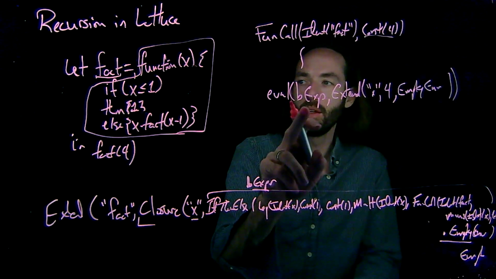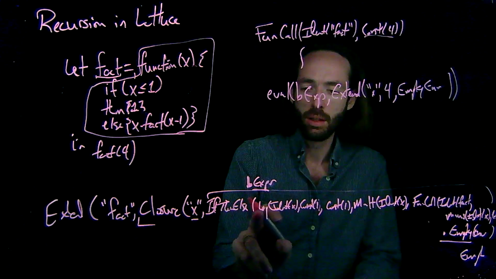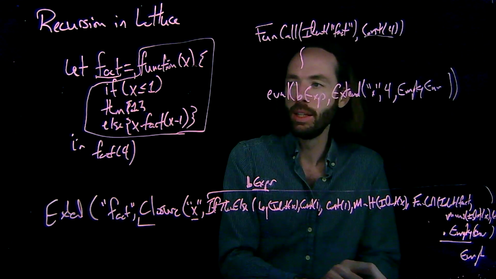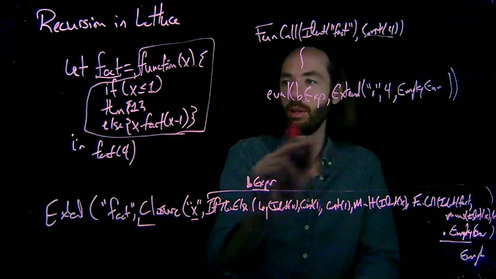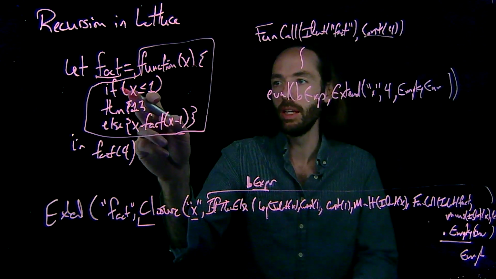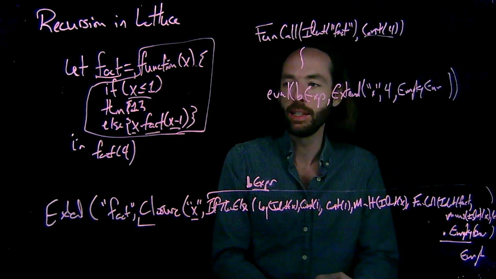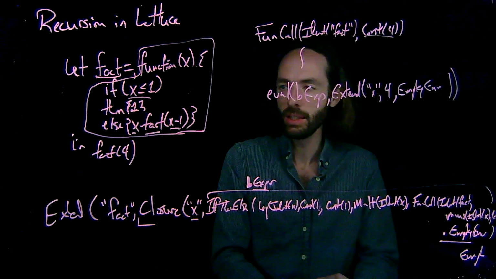Well, what does the body expression look like? It looks like this, the if then else statement. And what's the one thing that is not in this environment? Well, I see x is in the environment, so I can definitely do this part and this part and this part, but fact is not in the environment. And that's kind of a problem.